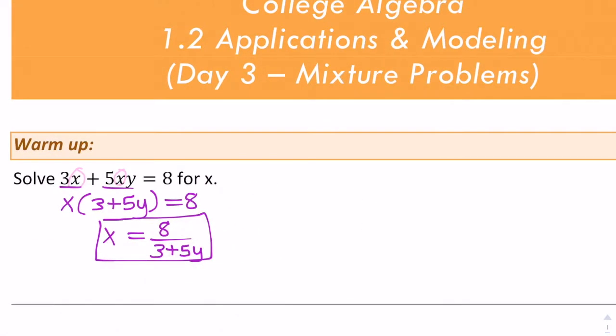So today's new stuff is mixture problems. So, word problems, I know, have been your favorite for the past few days. These ones, though, I don't think are too bad, so we will see how they go.